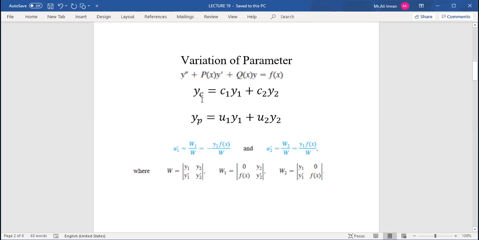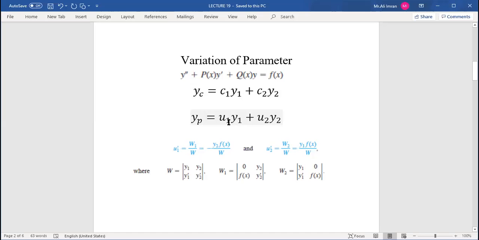In this method, the solution of the homogeneous part is obtained in a similar manner as we have got the solution previously. The difference is the solution of the non-homogeneous part. The solution of the non-homogeneous part is denoted by yp. In this method, the constants C1 and C2 are replaced by U1 and U2 as in the complementary solution.